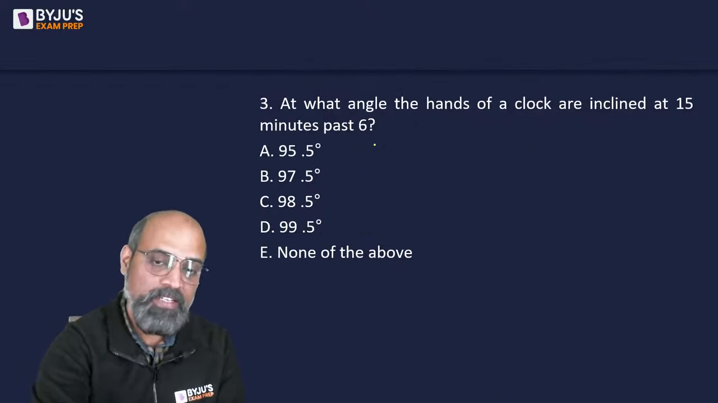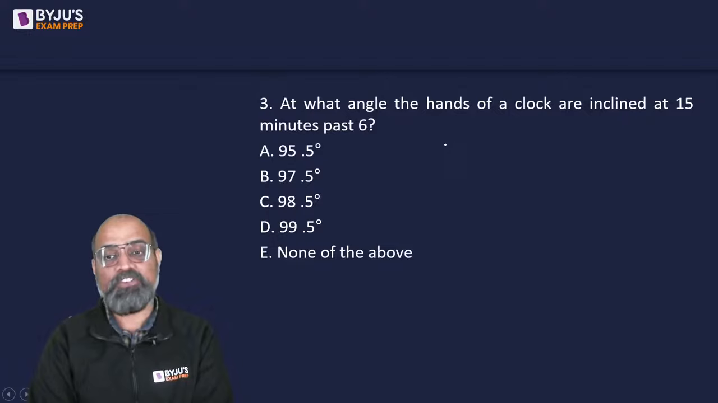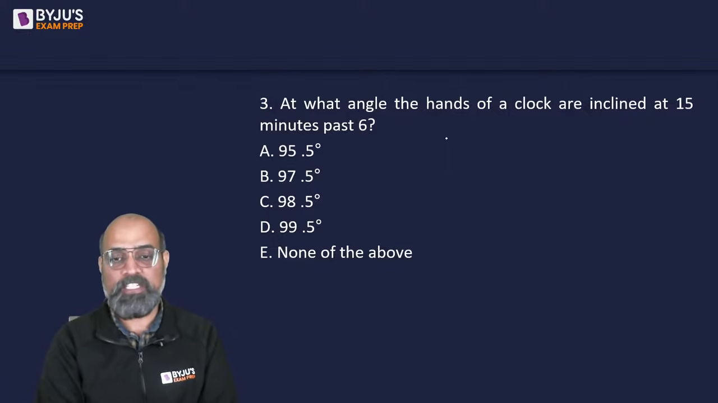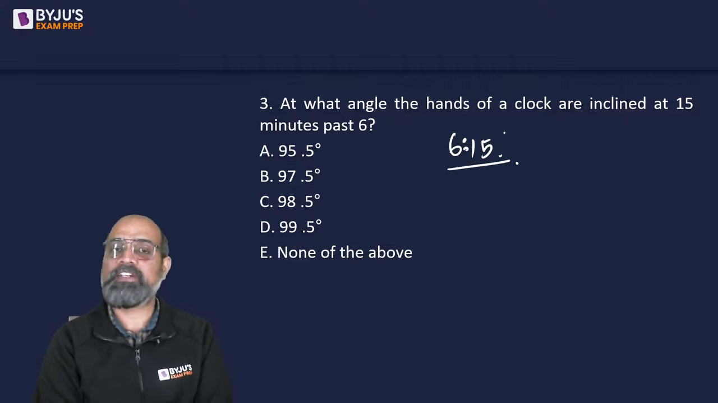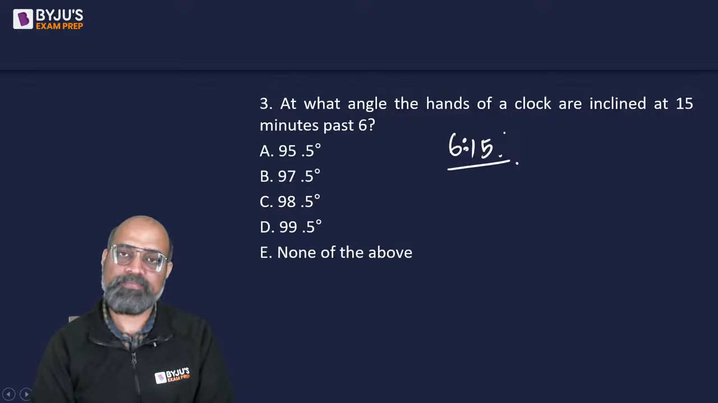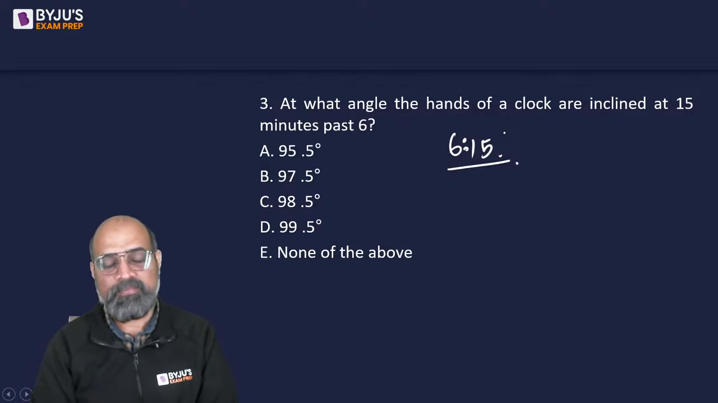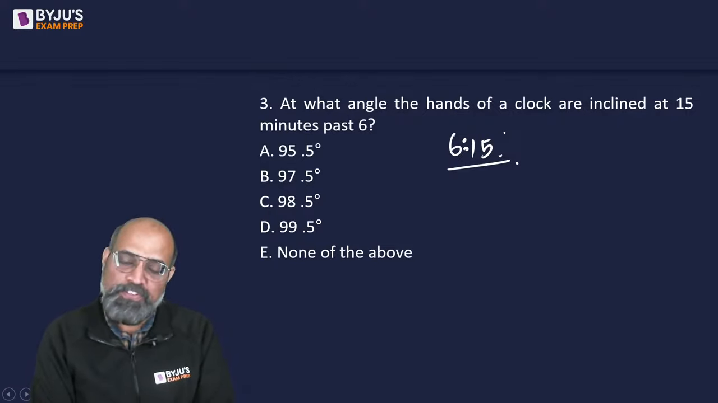Okay, next one. At what angle the hands of a clock are inclined at 15 minutes past 6? 15 minutes past 6 means 6:15. So we need to find out the angle between them. Right? 6:15.